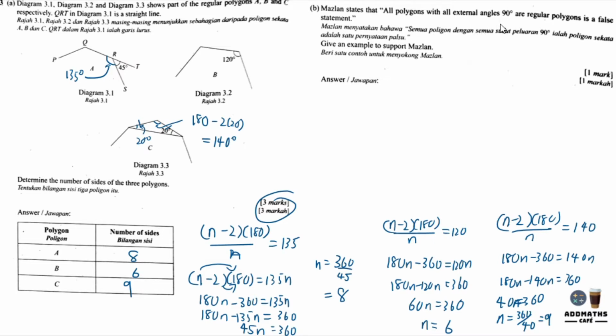Masalan states that all polygons with all external angles 90 are regular polygons is a false statement. Why is this a false statement? Because not all polygons, but all polygons with external angle 90 degrees are rectangles, but not all polygons. Okay, but not all polygons. All right.